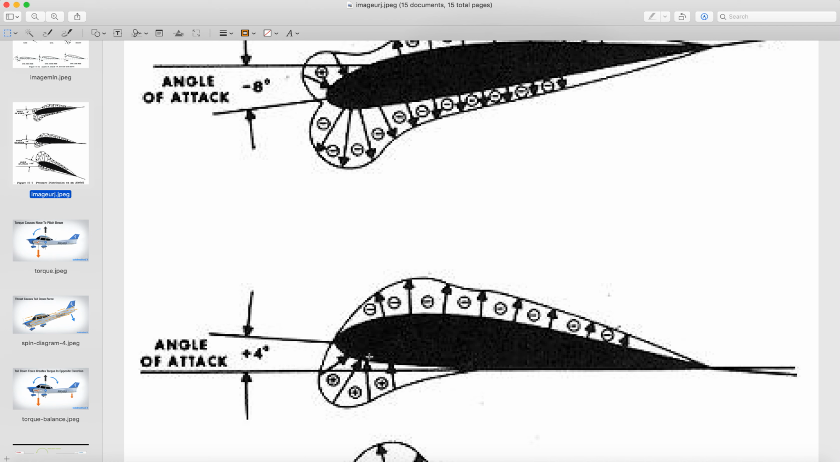So lift automatically pushes up the front of the wing. That's what happens, because this is the center of lift. It's always about a quarter back of the wing. About a quarter back of the wing is where the main high pressure is. So this area right here is where the center of lift is, normally on aircraft.